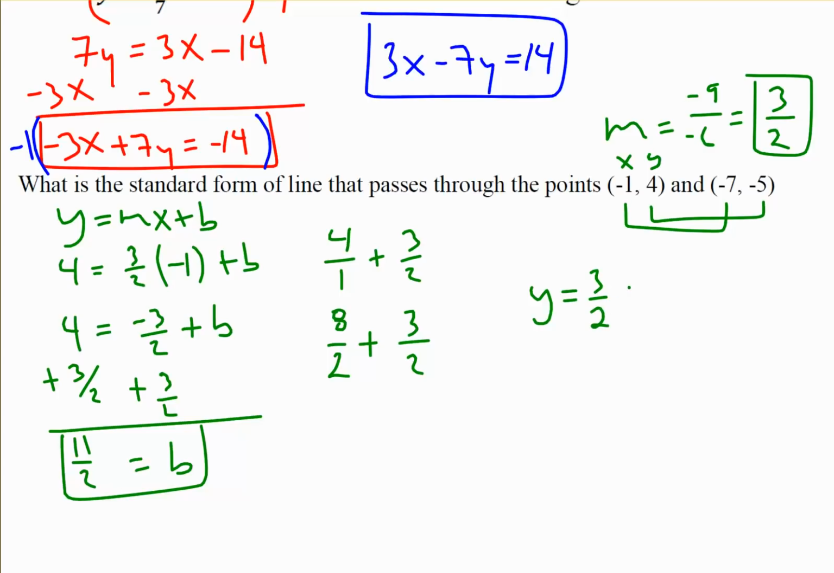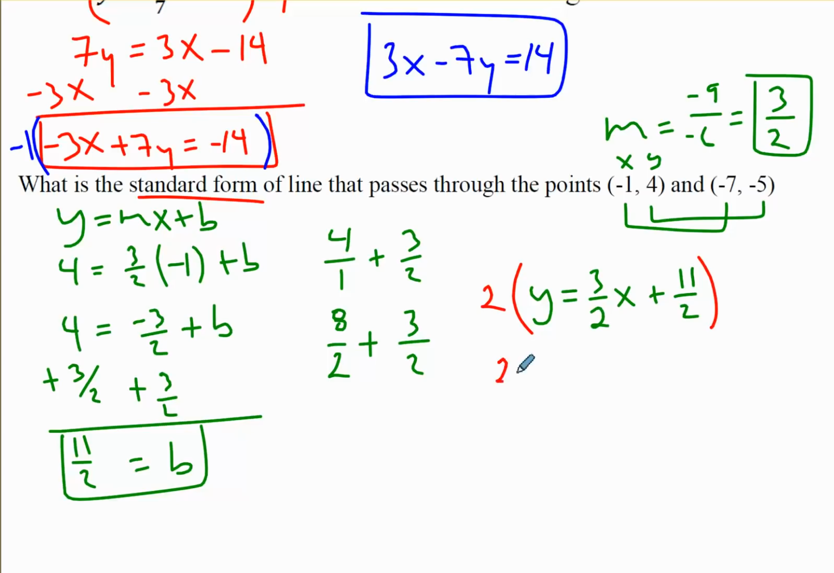3 halves x plus 11 halves. Now, there's slope-intercept form. What would I need to do to write that in standard form?